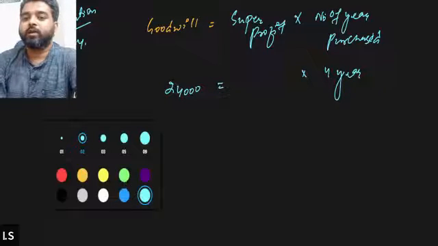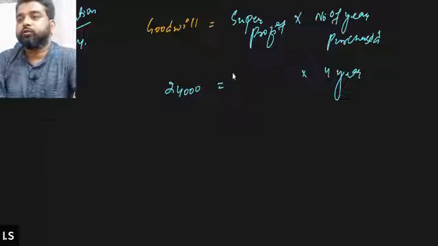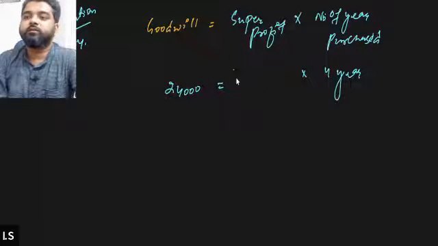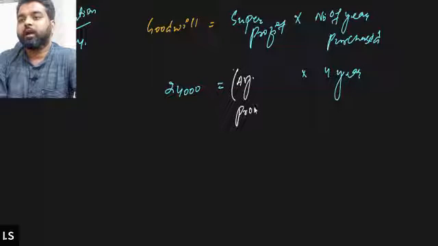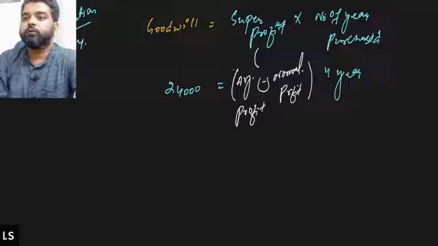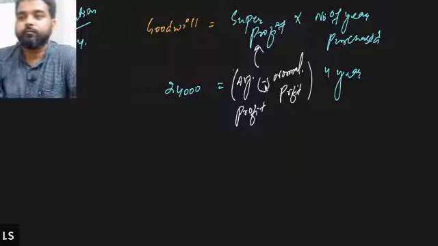Question is asking us to calculate the average profit. So for finding out the average profit, we must have the value of the super profit. Whenever you find out the super profit, you will have to subtract the normal profit out of the average profit. Average profit minus the normal profit. After applying this formula, we will be able to find out the super profit. Is that clear?